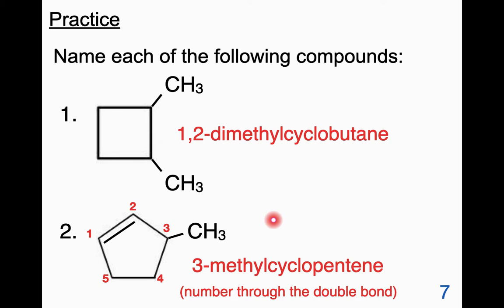Now we don't need a number for where the double bond is because of this rule that we're following. We number it through the double bond. And so therefore, since the methyl is off of carbon number 3, going backwards, this must be where the double bond begins. If we didn't have the methyl at all, we would just say methyl cyclopentene. We wouldn't need a number because remember, each one of these carbons is exactly the same.